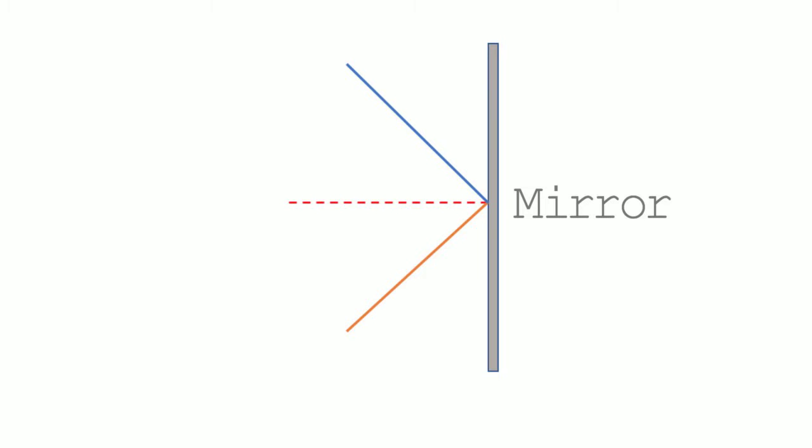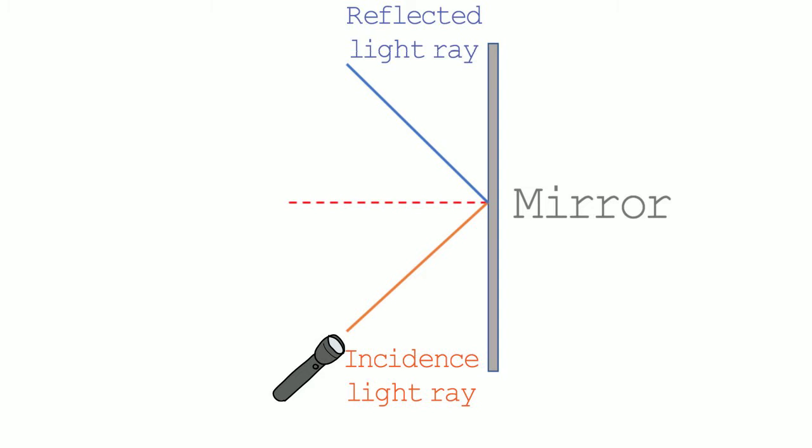So let's have a look at a diagram. Our smooth shiny surface is a mirror, and we're going to be looking at the reflection of light. The incident light ray is the ray of light that is travelling towards the mirror. It hits the mirror at the point where it touches the mirror. The mirror then reflects the light ray out, and it reflects it along the blue line.